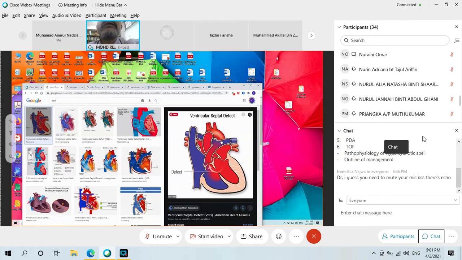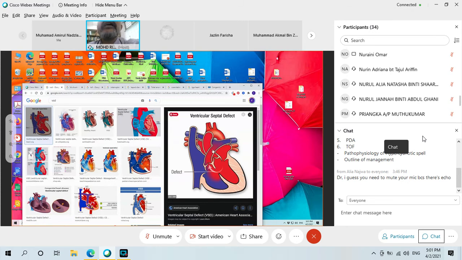It's similar to PDA, but PDA is much easier to understand. Afterward, they're going to present PDA, because in PDA the blood goes from the descending aorta into the pulmonary artery straight away. It's not going to the right ventricle at all. So it will overload the left side. So the LA and LV are going to be dilated in moderate to large VSD.